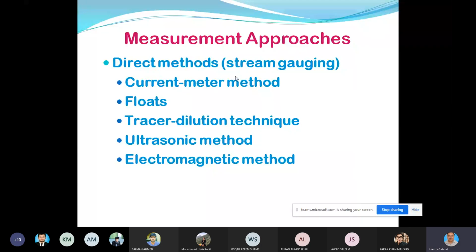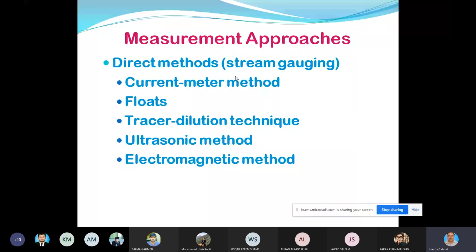So current meter, this is not electricity current. Current is due to the flowing of water. That is also known as the current. So the current meter measures the velocity and we multiply it by the cross-sectional area and we determine the discharge. Likewise, floats, they are of lighter material, they float on the surface. Again, we can measure the velocity and by multiplying by the given cross-sectional area, we can find the discharge.